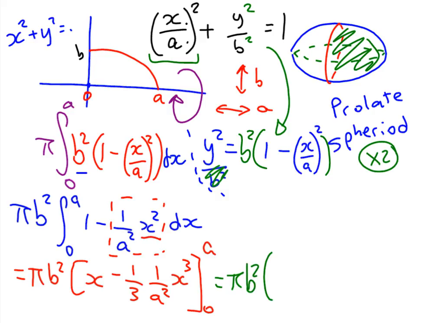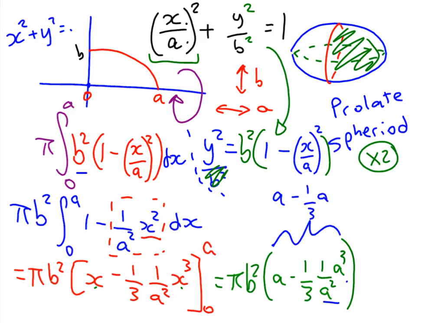What we're doing is substituting in x for our biggest value of a. So it's going to be a minus a third, 1 over a squared times a cubed. Look how nice this is going to be, because 1 over a squared times a cubed just goes to a. So it looks similar to before, because it's a similar shape, isn't it? Okay, you've got 1a minus a third a. That's going to go to 2 thirds a.